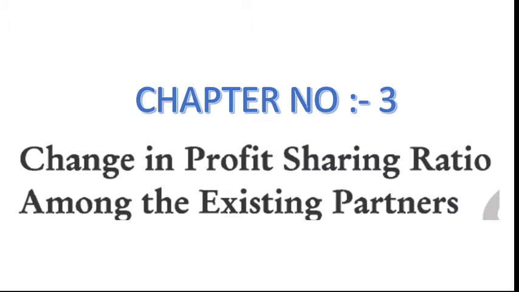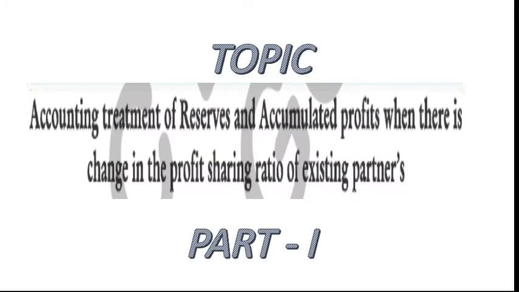Today we are going to do chapter number 3, change in profit sharing ratio among the existing partners. In this, we will do the accounting treatment of reserves and accumulated profits when there is a change in the profit sharing ratio of existing partners. Part 1 we will do today, and in my next video we will go for part 2. So today we will see what will happen if any type of reserve or accumulated profits are there when there is a change in profit sharing ratio. What will be the treatment for reserves and accumulated profits?